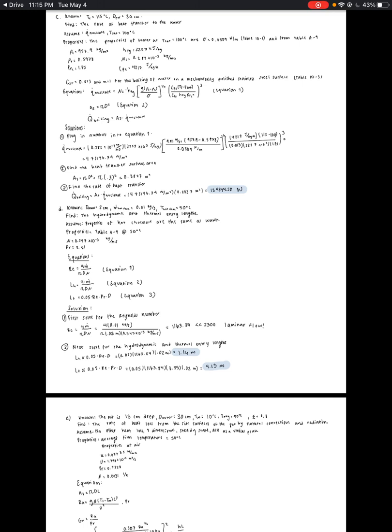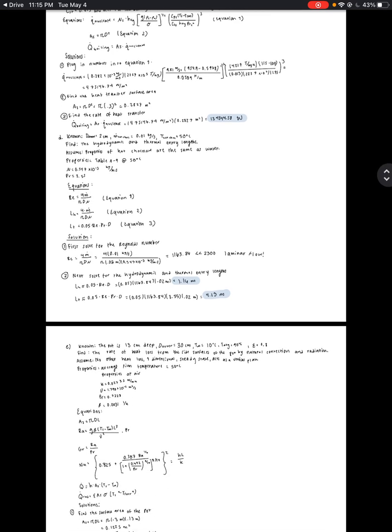In part D, we are determining the hydrodynamic and thermal entry lengths for the hot chocolate. Approximating hot chocolate properties as the same as water through a straw, given a mass flow rate and temperature. And this is an example of internal forced convection. So for part D, the equations are listed, the Reynolds number, and then you use this to find LH and LT, with final values of 1.16 meters and 4.13 meters, respectively.